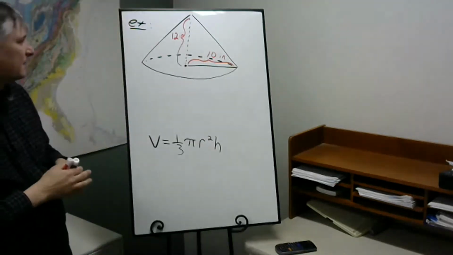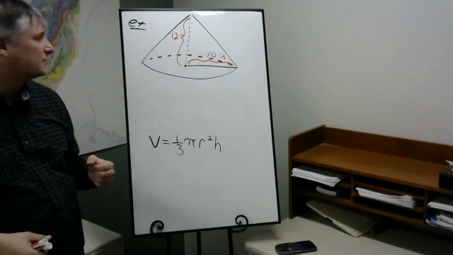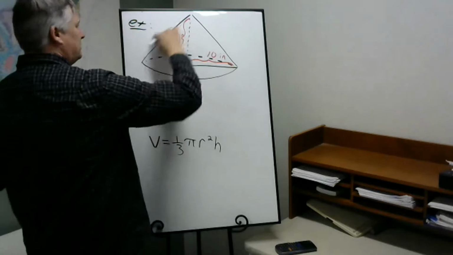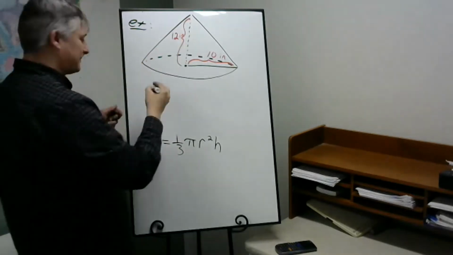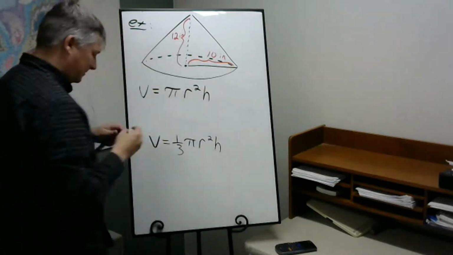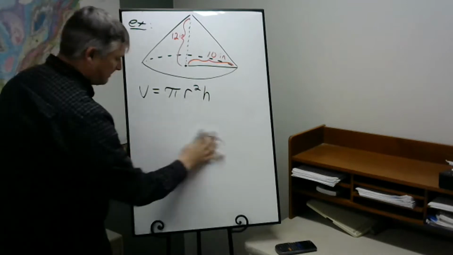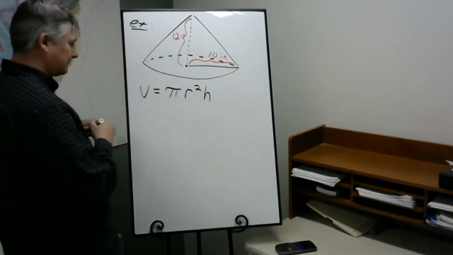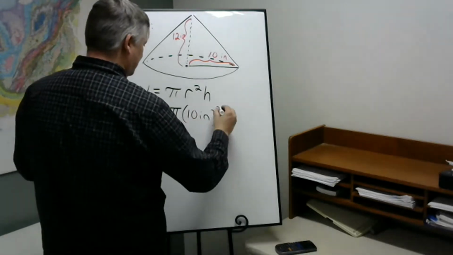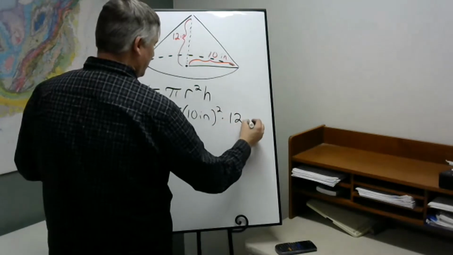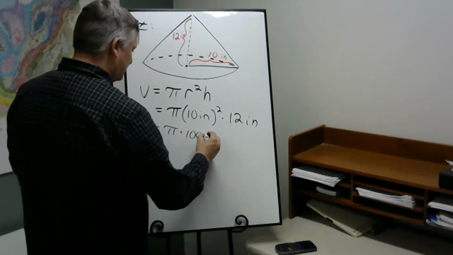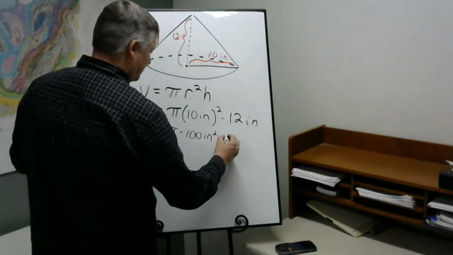Let's say we're dealing with inches. We've got a radius of 10 inches and a height of 12 inches. What is the volume? So the volume, again, we're using vertical height. We're not using the slant height. We're going to use vertical for volume. So pi r squared h, or pi 10 inches squared times the height of 12 inches, or pi times 100 inches squared times 12 inches.